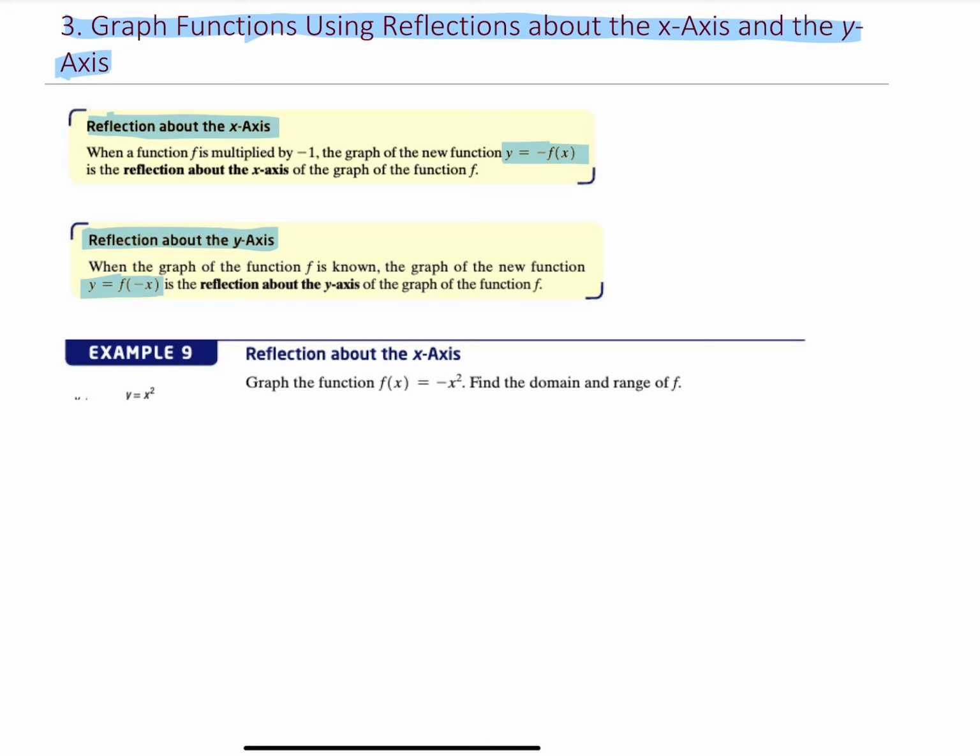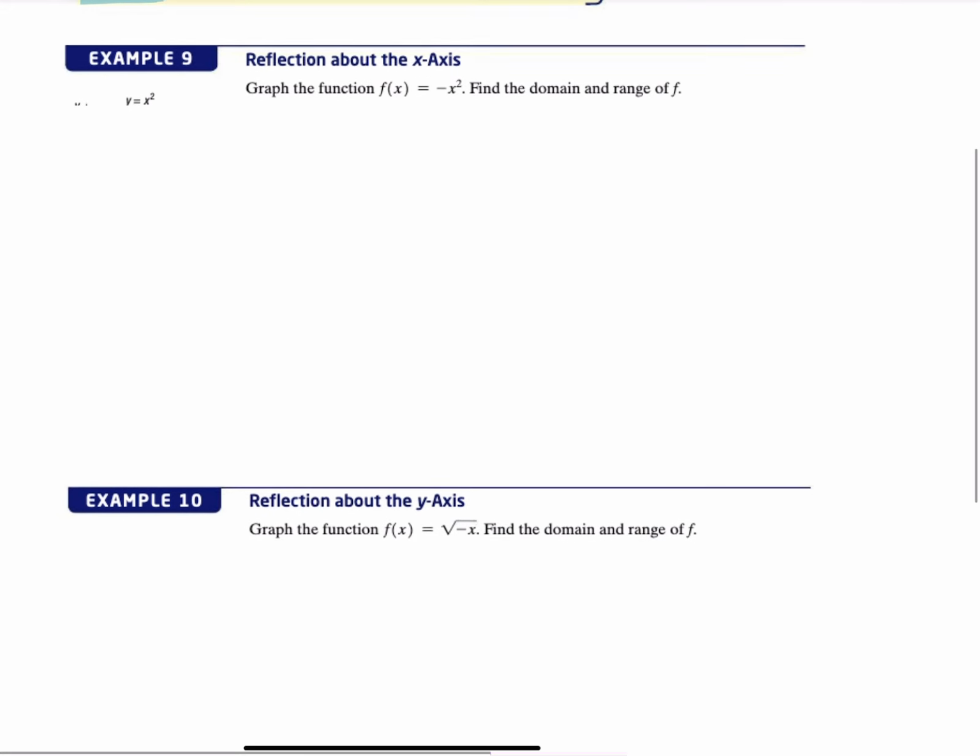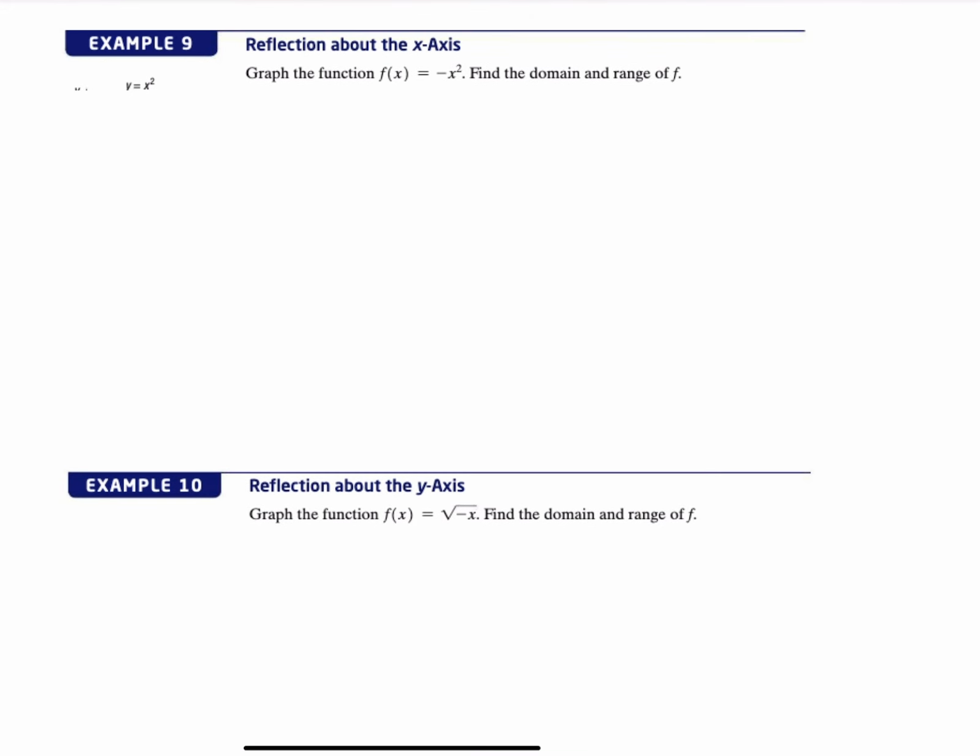Our first one is negative x squared. Well, we can first do just a quick sketch of x squared. Should be pretty used to this one. So we got vertex at the origin, the point 1, 1, negative 1, 1. This one is curved, so a nice parabola. I'll label my points.